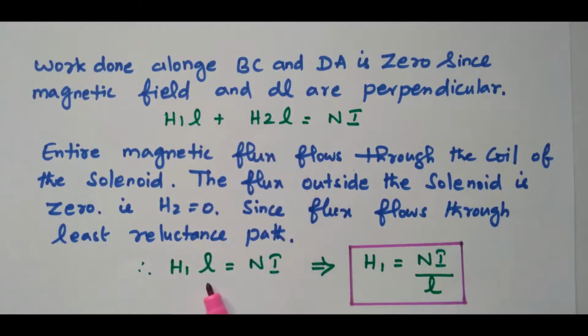So H1L equals NI means H1 equals NI divided by L. Here also the magnetic field intensity depends upon the current flowing through the coil, the number of turns in the coil, and the length of the solenoid. These three parameters decide the magnetic field intensity of a long solenoid: H1 equals NI divided by L. Now we'll see the third application.